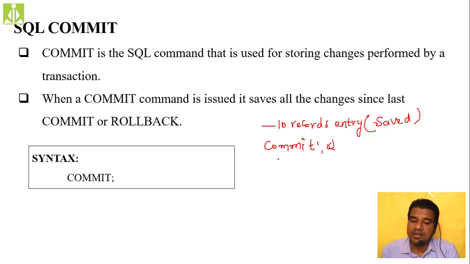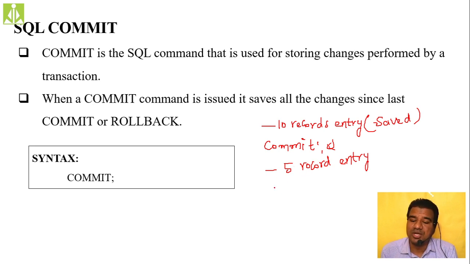Again, after this commit, let us assume that you have done some 5 records entry. Still it is temporary because we have not typed any commit. Then some people come to you and tell you that whatever data entry you have done is not correct, it is inaccurate, and we have to make some changes. Then immediately you should not save this one, you have to delete it.